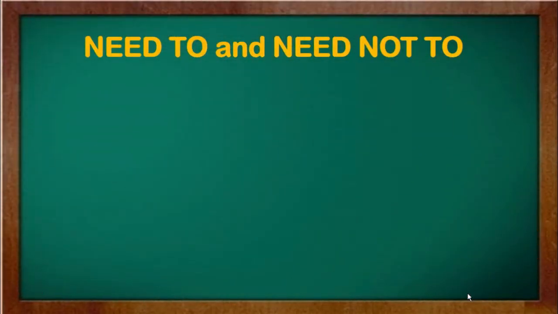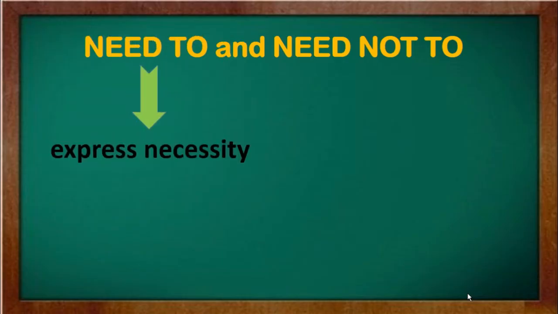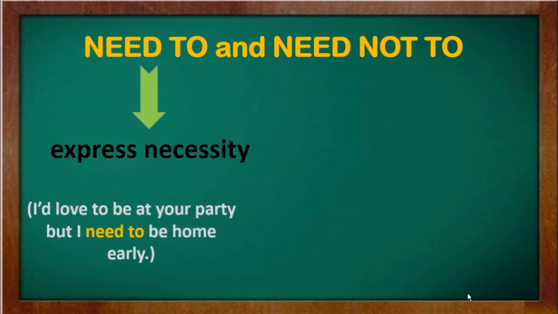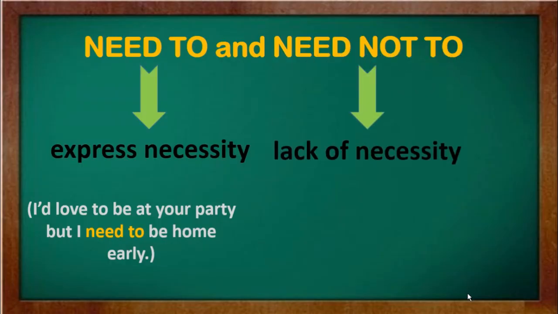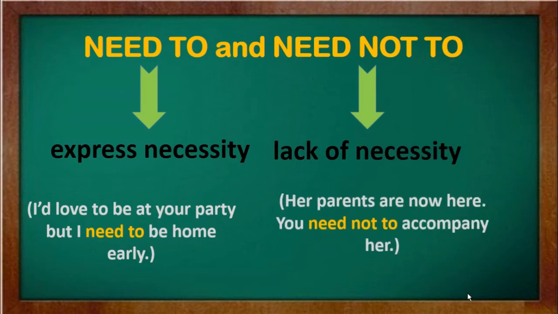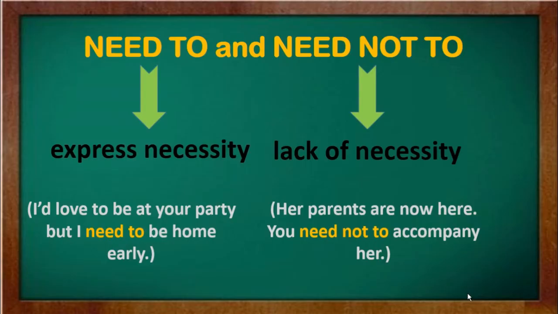Semi-modals need to and need not to. Need to is used to express necessity. For example, I'd love to be at your party, but I need to be home early. Need to is used to say that it is important and necessary for someone to do something. Need not to is used to express lack of necessity to do or to be something. For example, her parents are now here. You need not to accompany her.